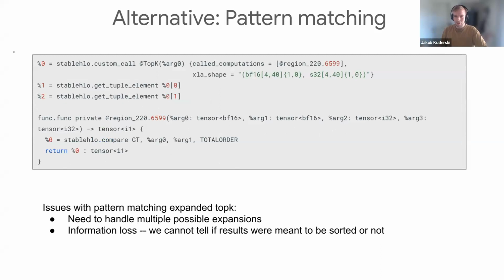So one alternative is to have a custom call, and then you can pattern match on the function name. And again, this can be expressed in multiple ways. And the issue with this expansion is that it loses the high-level information about whether the results were supposed to be ordered or not. So by having a new op for TopK, we would solve this problem of having to pattern match multiple different forms. Also, we would have a concise canonical way to express it without losing this high-level information about ordering.